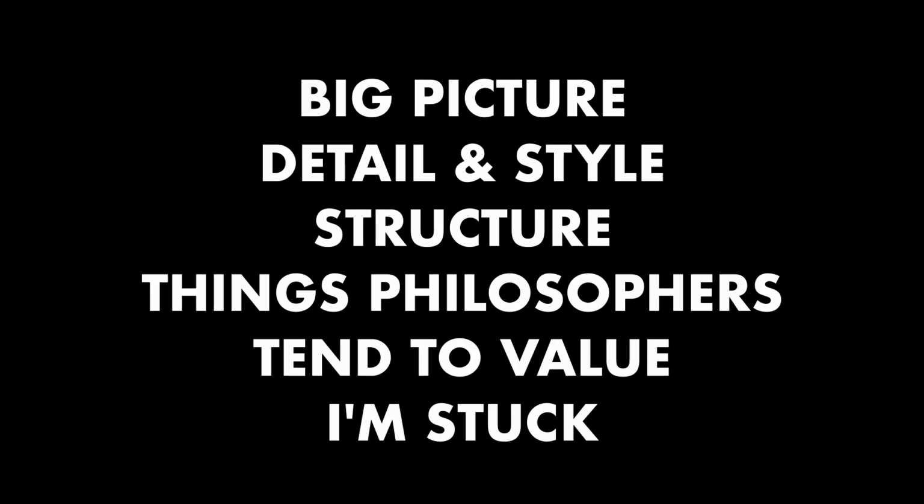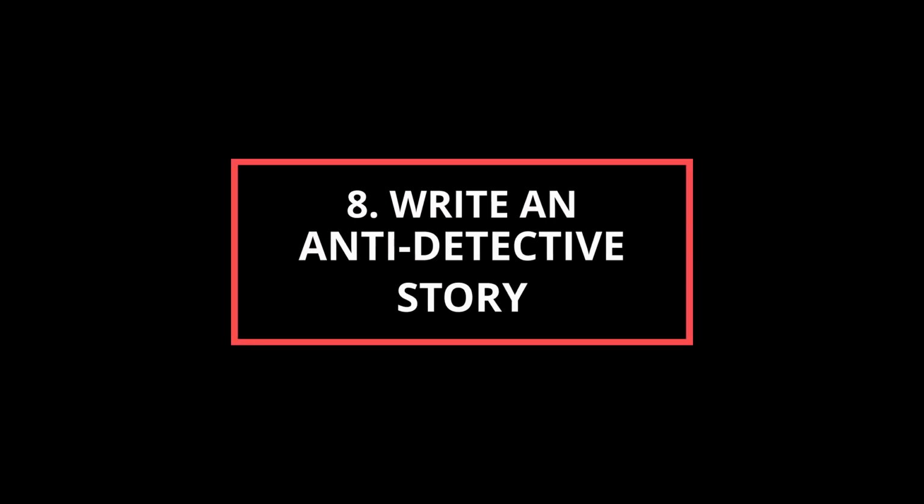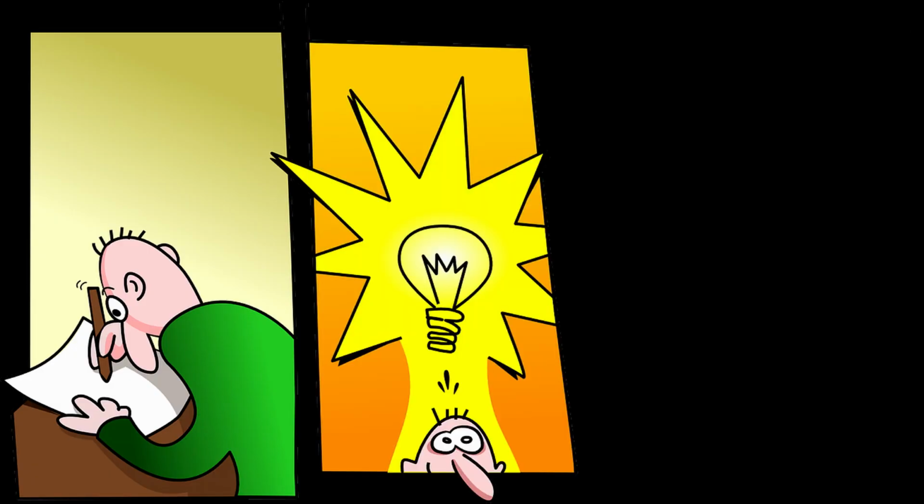We've looked at big picture, detail and style, and now let's look at structure. Write an anti-detective story. In a detective story, we find out who did the crime at the end. In a philosophy paper, we want to write the anti-detective story that tells the reader up front at the beginning what the main claim is. We often start out writing, and then by the time we get to the end of our paper, we've worked out what we want to say.